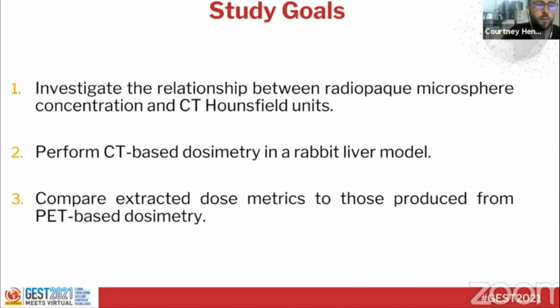So the study goals are to first investigate the relationship between microsphere concentration and CT Hounsfield units. Then, based on those results, to perform CT-based dosimetry in a rabbit liver model. And then to compare those extracted dose metrics to those produced from PET-based dosimetry.